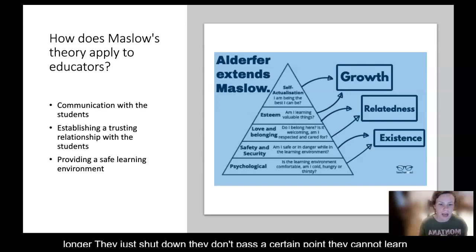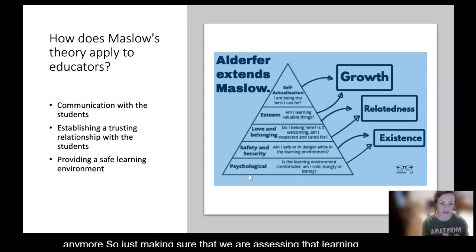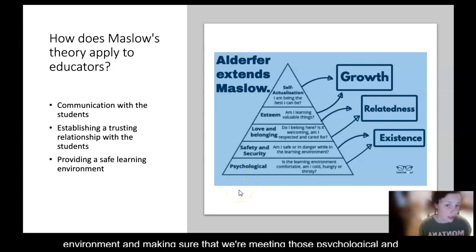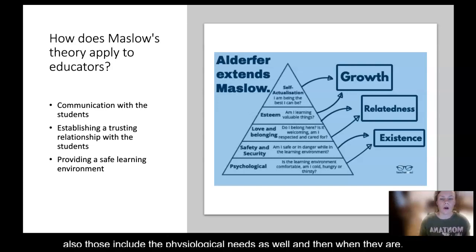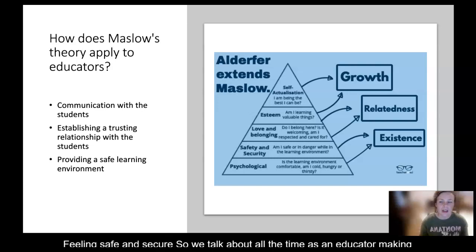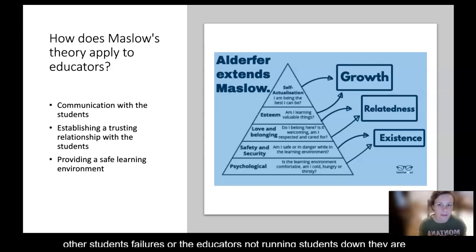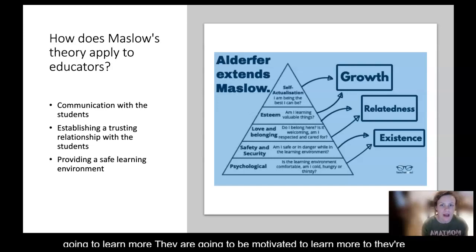So we need to assess that learning environment and make sure that we're meeting those needs, which include the physiological needs as well. And then when they're feeling safe and secure. We talk all the time as educators about making sure that the learning environment is safe. What happens in the classroom, is it going to stay in the classroom? If it is, and no one's outside discussing other students' failures, or the educator's not running students down, they are going to learn more. They are going to be motivated to learn more, and motivated to create a relationship with the educator.